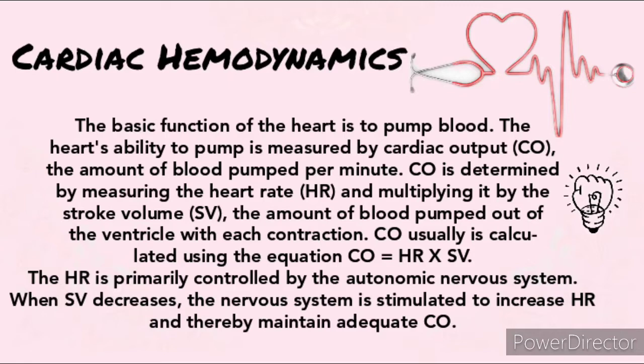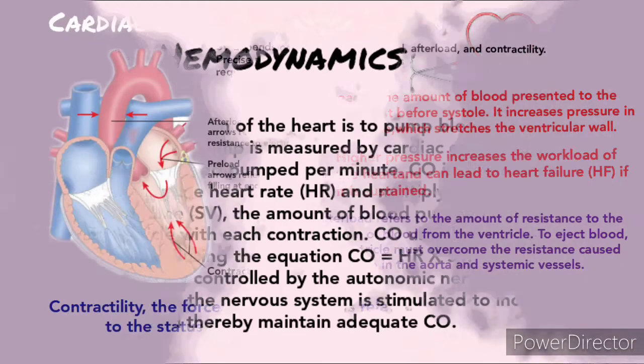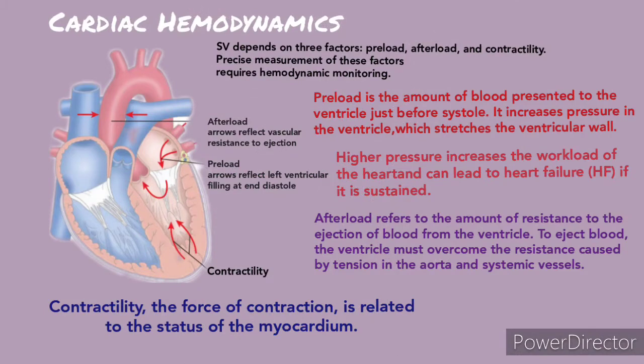The heart rate is primarily controlled by the autonomic nervous system. When stroke volume decreases, the nervous system is stimulated to increase heart rate and thereby maintain adequate cardiac output. Stroke volume depends on 3 factors: preload, afterload, and contractility. Precise measurement of these factors requires hemodynamic monitoring.